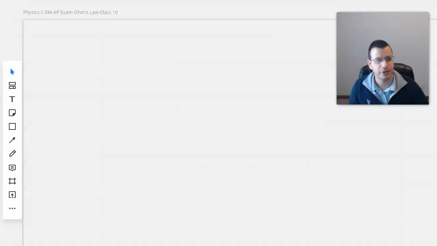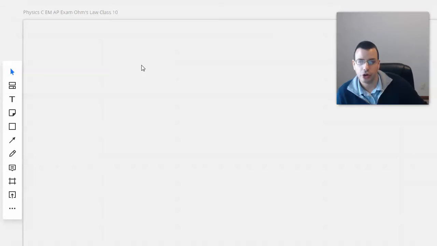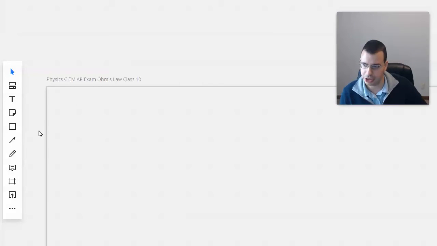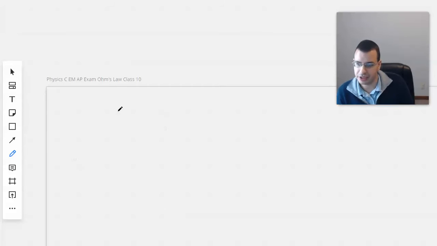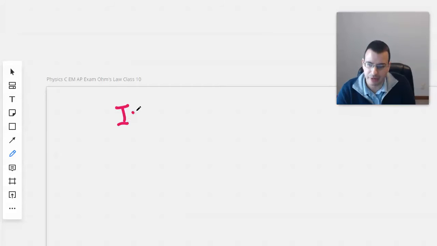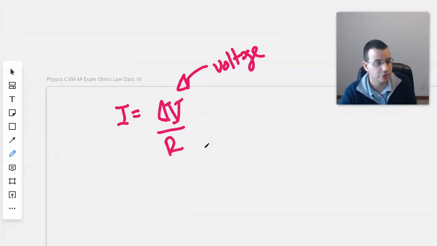Good morning. Today we're going to talk about Ohm's law and current. So Ohm's law, you'll normally see it written as V equals IR, but I prefer it as current equals delta V over R, where what this is saying is voltage, which is what we've already talked about, divided by resistance will give you flow.